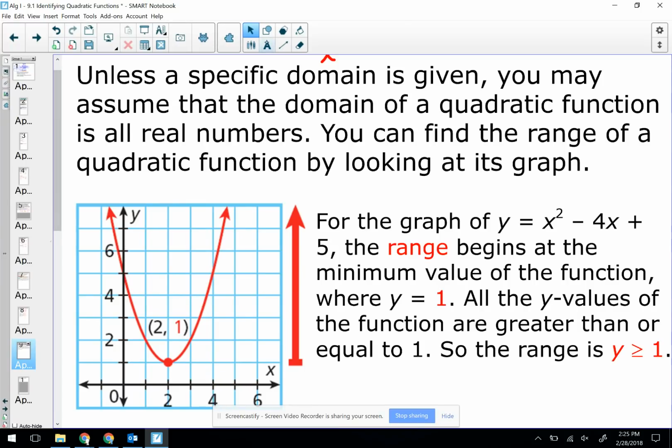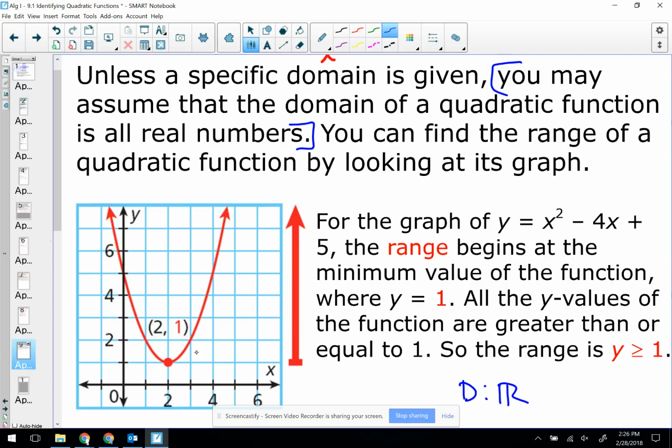I'm sorry, I forgot to have you write this down. You may assume that the domain of a quadratic function is all real numbers. That's something that's really important. The domain is always going to be all real numbers. The range will change depending upon the function.